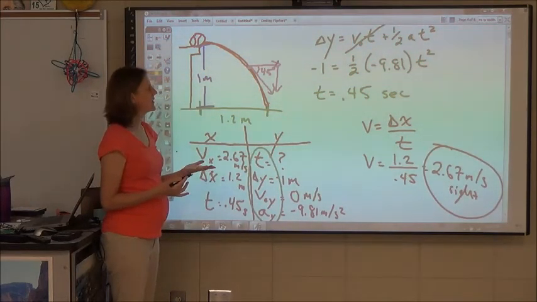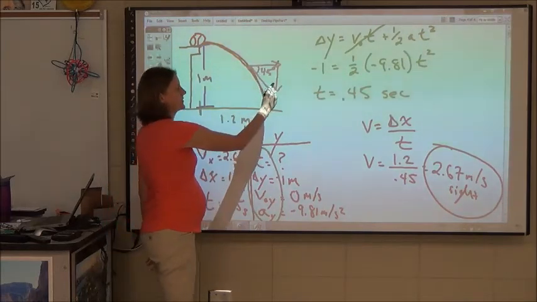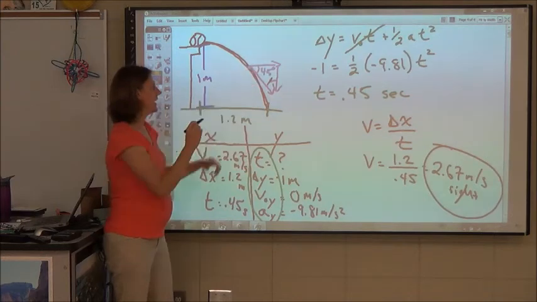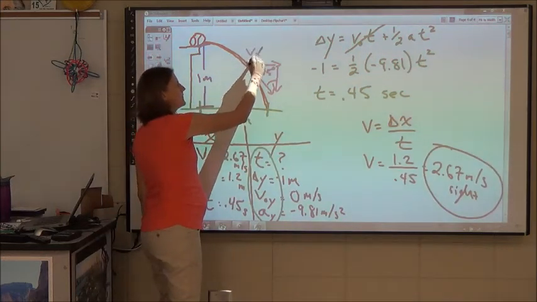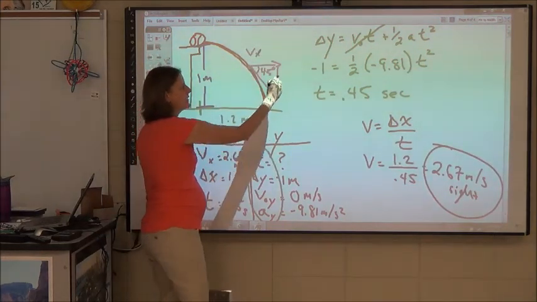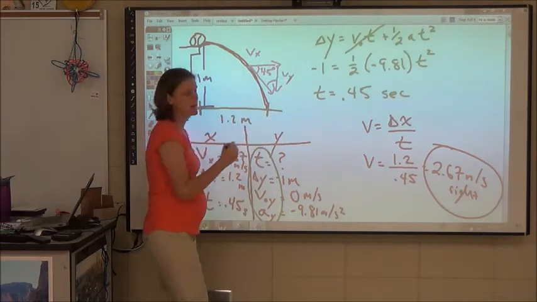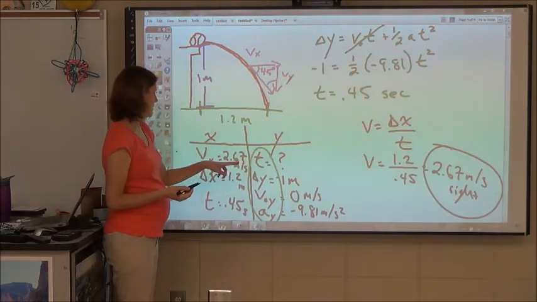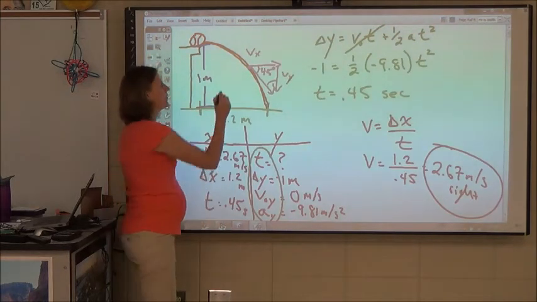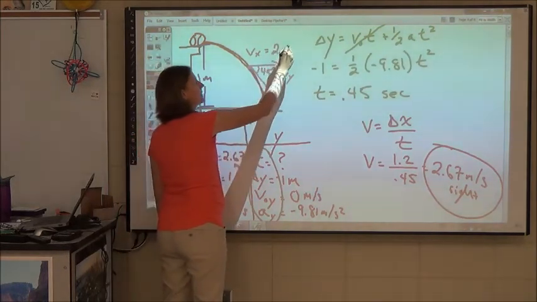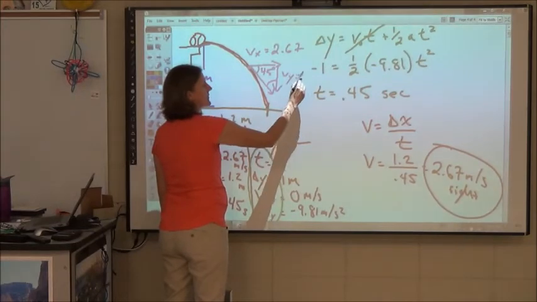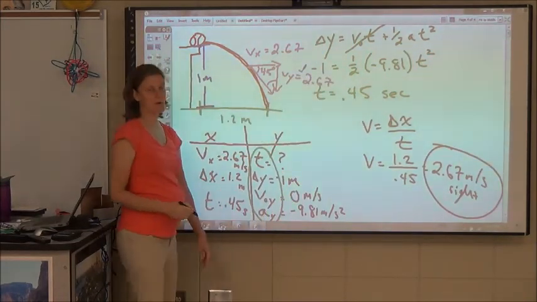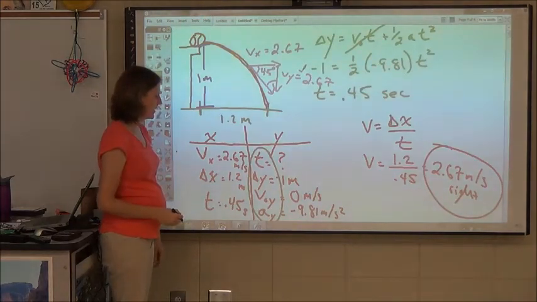What this tells us, though, if this is a 45-degree angle, of course, this is also a 45-degree angle. And if this is Vx, and it's a 45-degree angle, Vy at that moment has to be the same thing. So we just found out that was 2.67. Well, same for Vy at that moment. I'm going to throw in a negative sign because it's down.